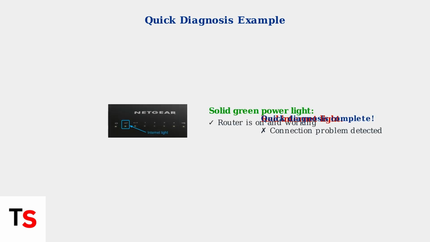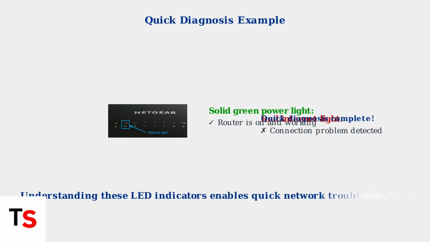For example, a solid green power light means the router is on and working correctly, while a red internet light indicates a connection problem that needs attention. Understanding these LED indicators is the first step to maintaining a healthy network and quickly resolving connectivity issues.